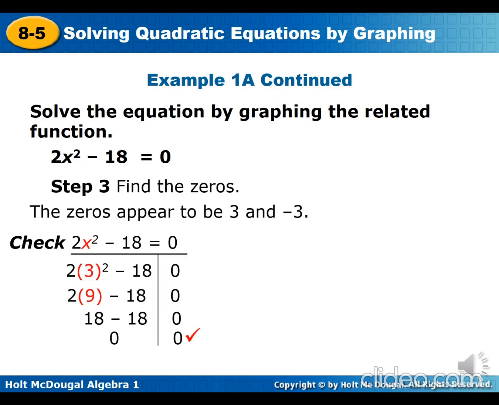How are you going to check? Just pick one of the zeros, 3 or negative 3. Substitute it in the equation. The equation should be true. True means the other side is 0.